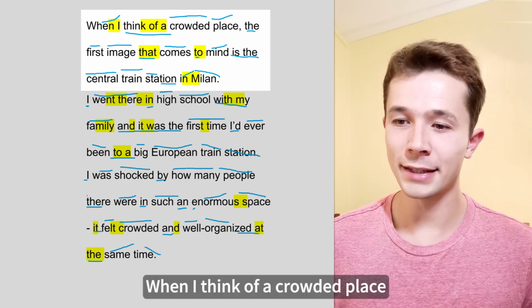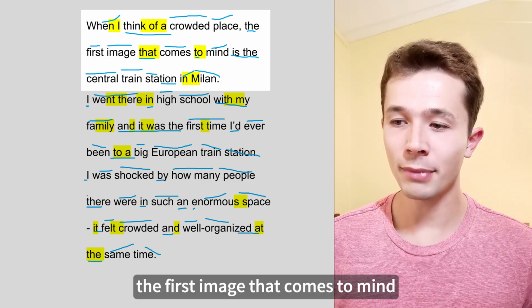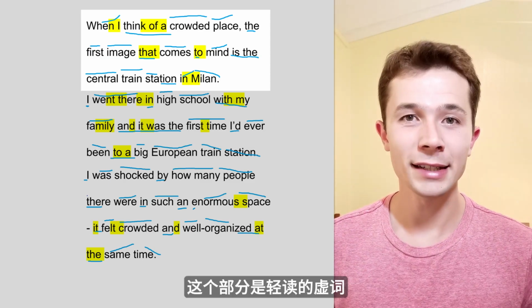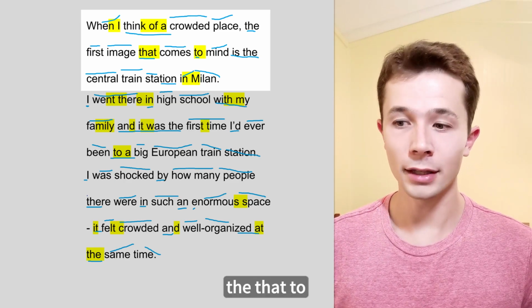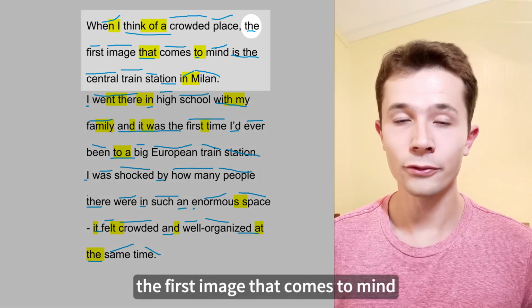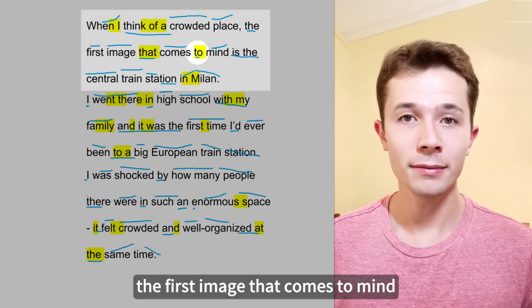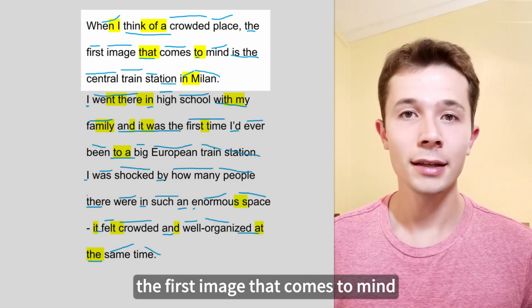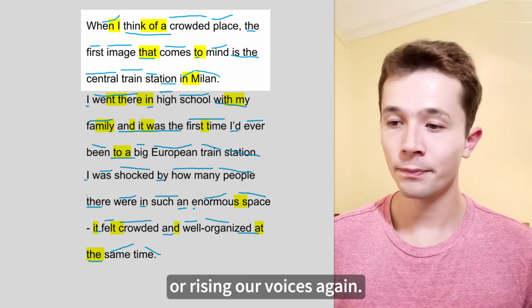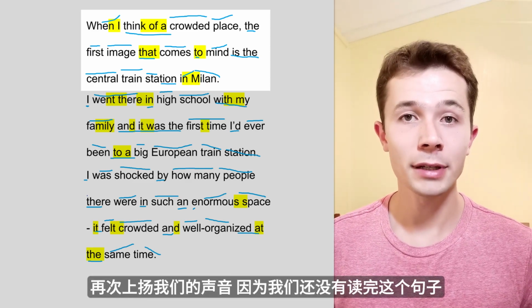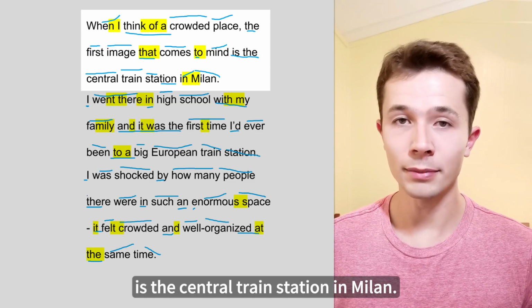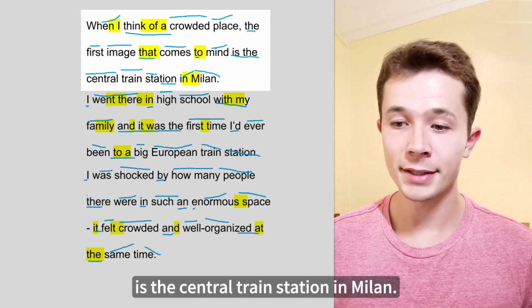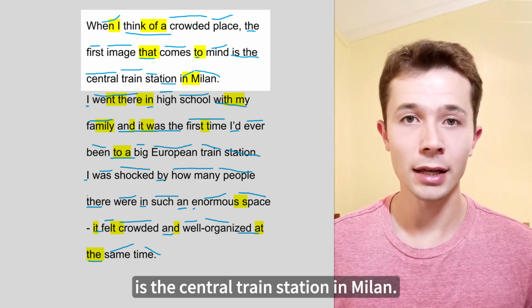When I think of a crowded place, the first image that comes to mind, this part is a great example of de-stressing function words. The, duh. The first image that comes to mind, we're rising our voices again. Go up with your voice again on mind because we're not done with the sentence, is the central train station in Milan. Is the central train station in Milan.